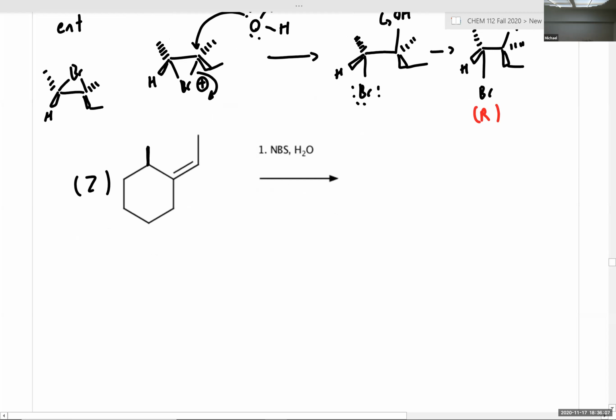Okay, so let's look at this next case where we have our alkene. And just as always, we have our first step where we generate our bromonium intermediate. So let's take a moment to make a model of this structure.